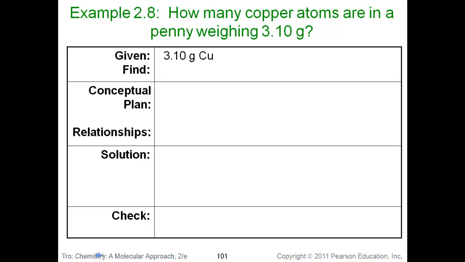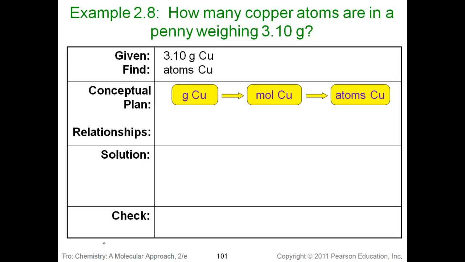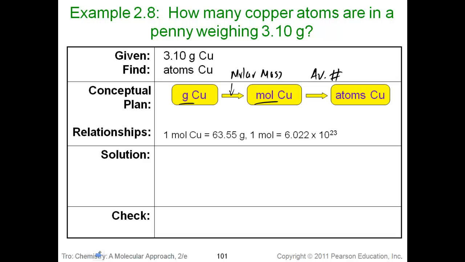So write down what's given. Write down what you're trying to find. Come up with your plan of action. It's grams of copper given. We have to convert that to moles because we don't know the relationship between grams and atoms, but we do know the relationship between grams and moles. That's molar mass. So molar mass is here. And then once we know the moles of copper, we can use Avogadro's number to convert moles to atoms. So that's what we know.